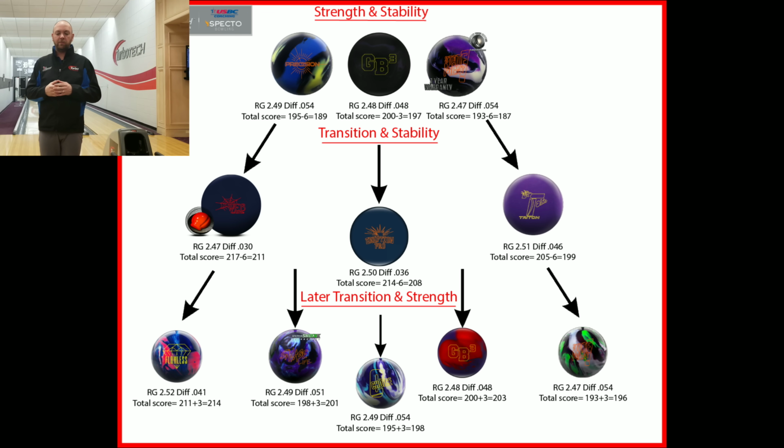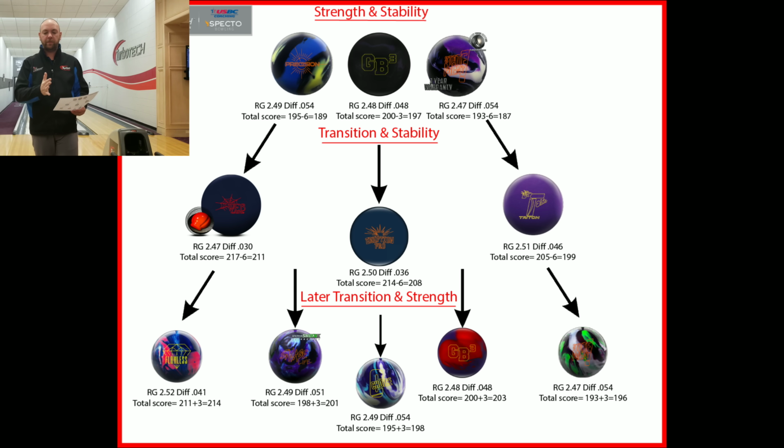So when we're putting bowling balls together, with this image, you can see I've separated it. I've put them out to where you have the strength and stability at the top. Those are going to be your benchmark type of balls, and then you're going to have your transition and stability. So these are going to be the next step.